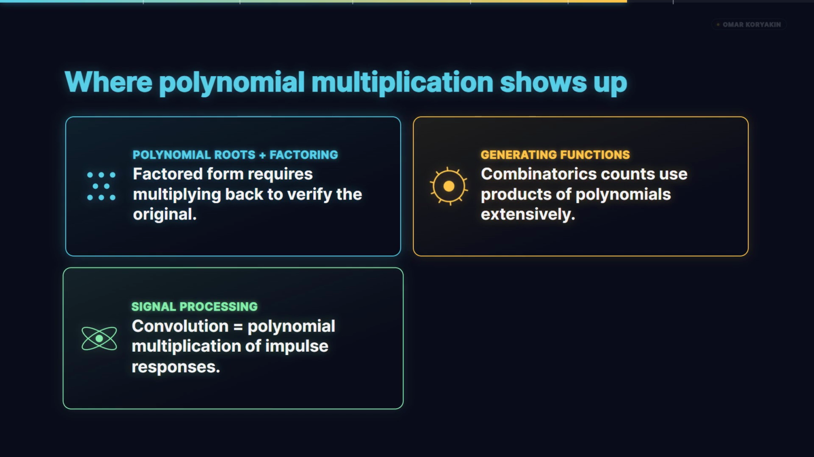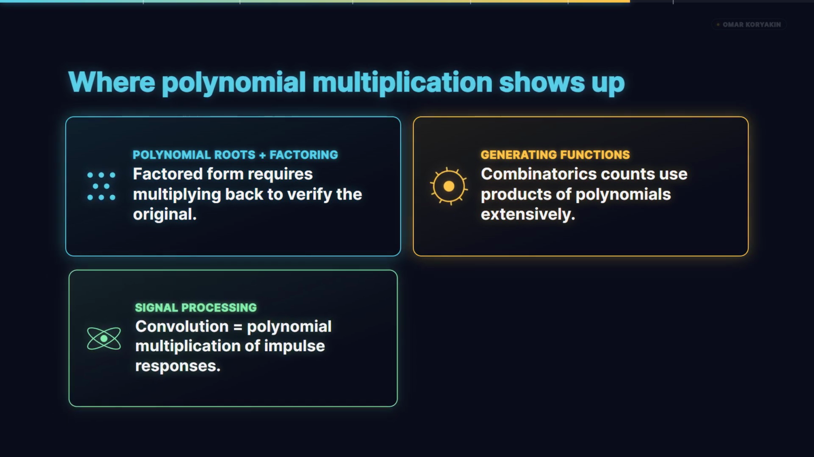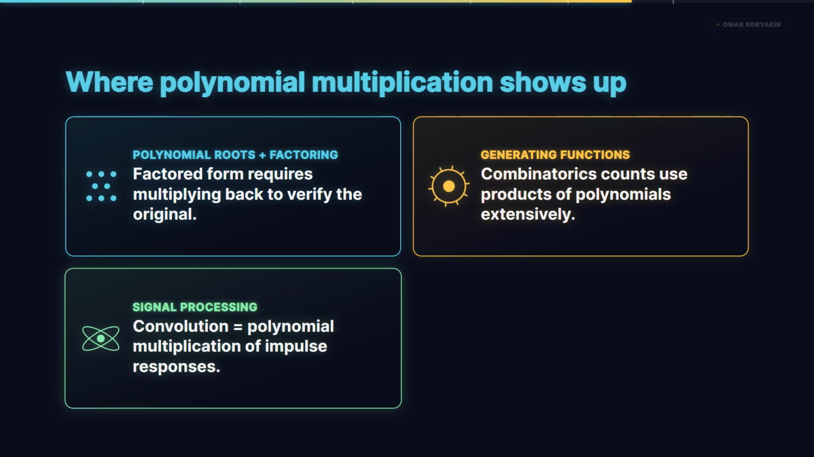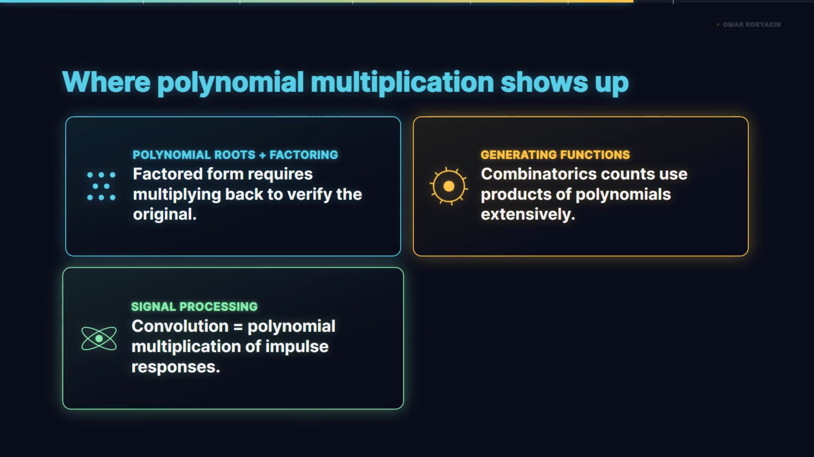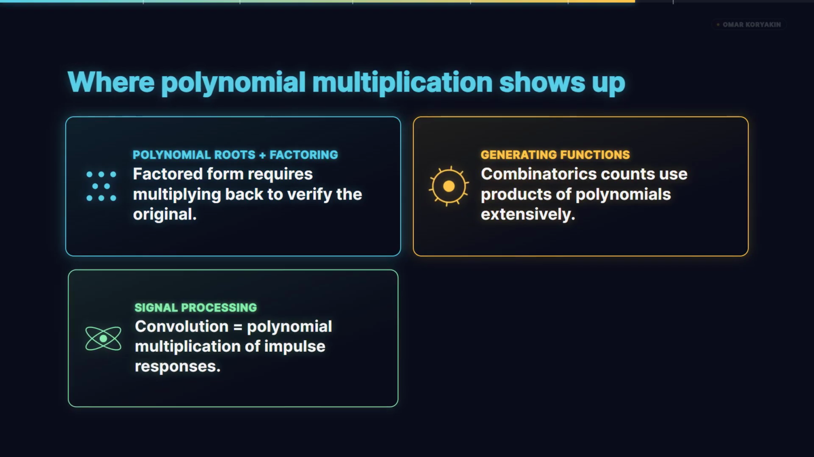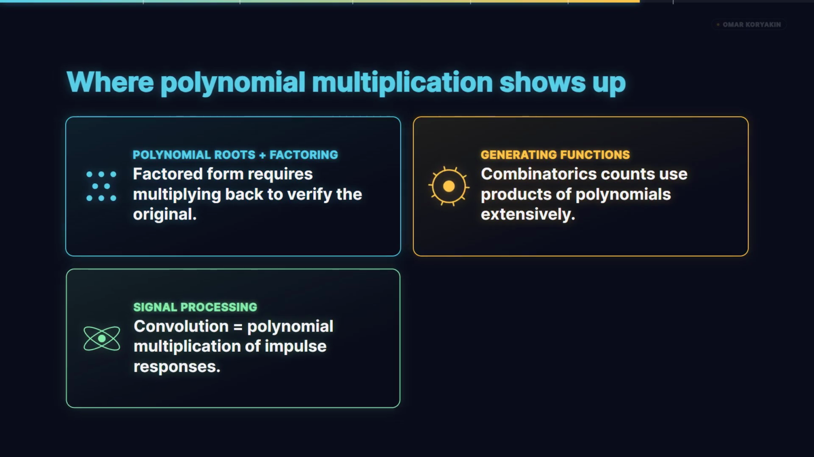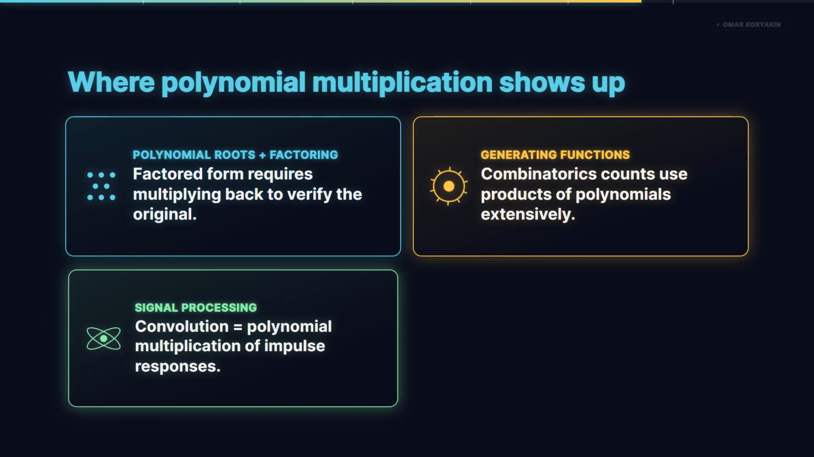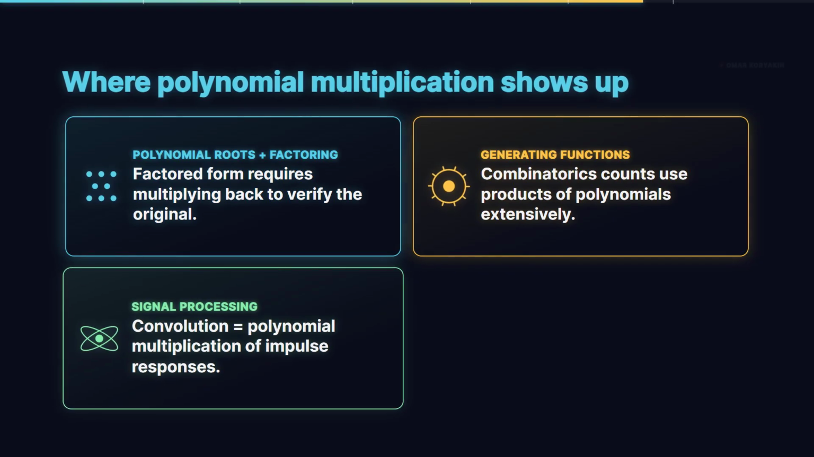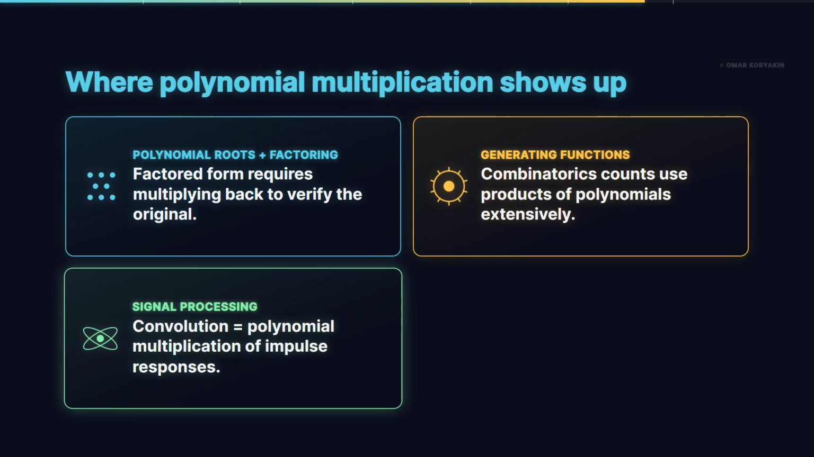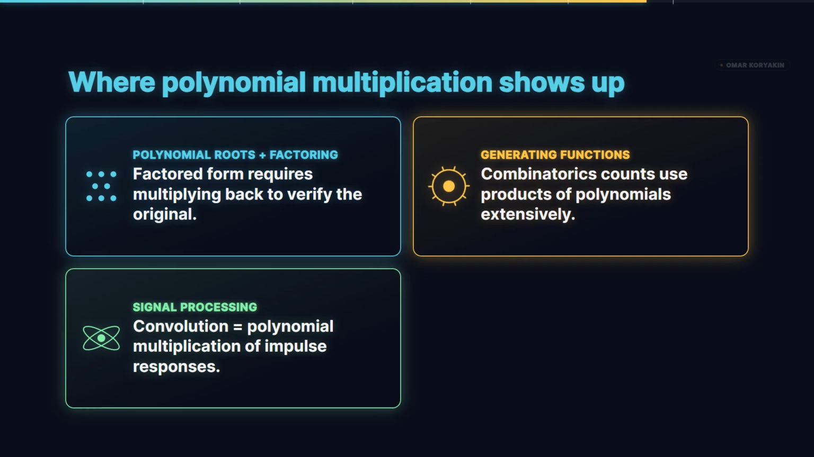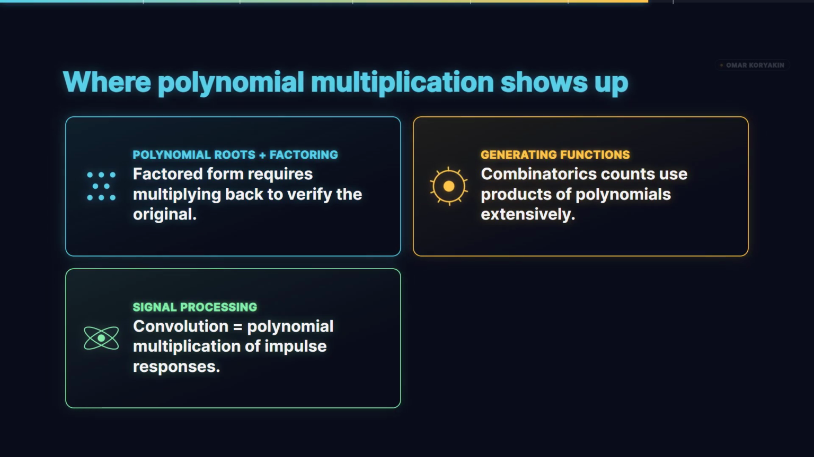In signal processing and electrical engineering, the convolution operation, which combines 2 signals into a third, is mathematically equivalent to polynomial multiplication when the signals are represented as coefficient sequences. Filtering, image processing, audio effects, and digital communications all use convolution continuously. The fast Fourier transform algorithm, which underlies most modern signal processing, is essentially a fast way to compute polynomial multiplication.